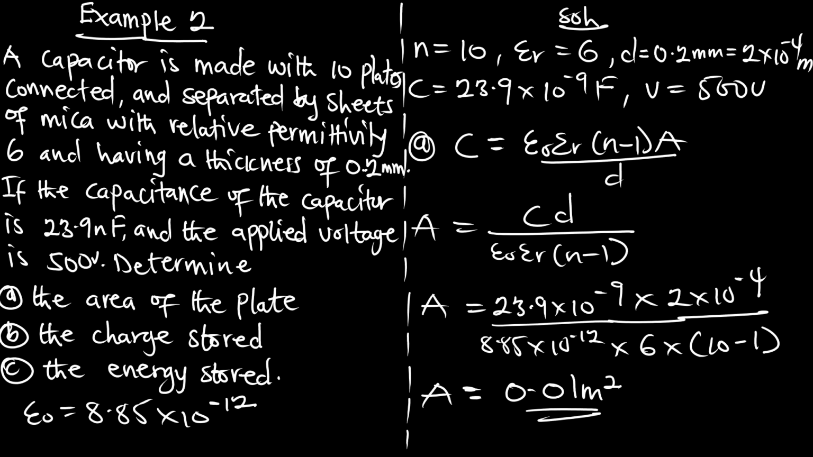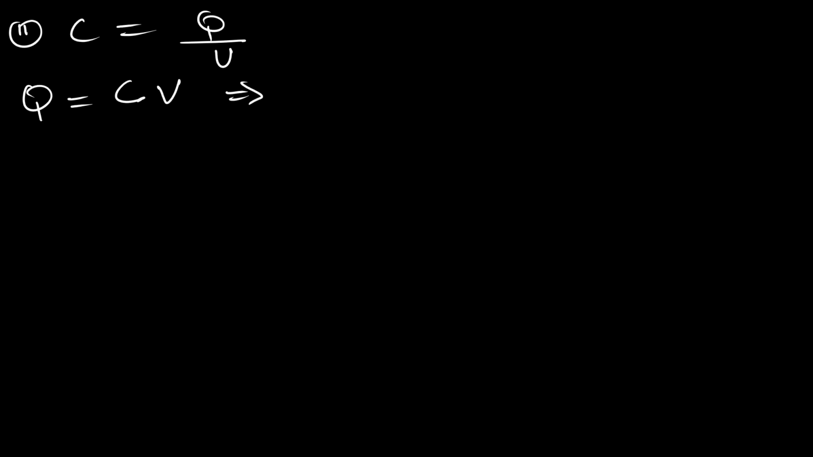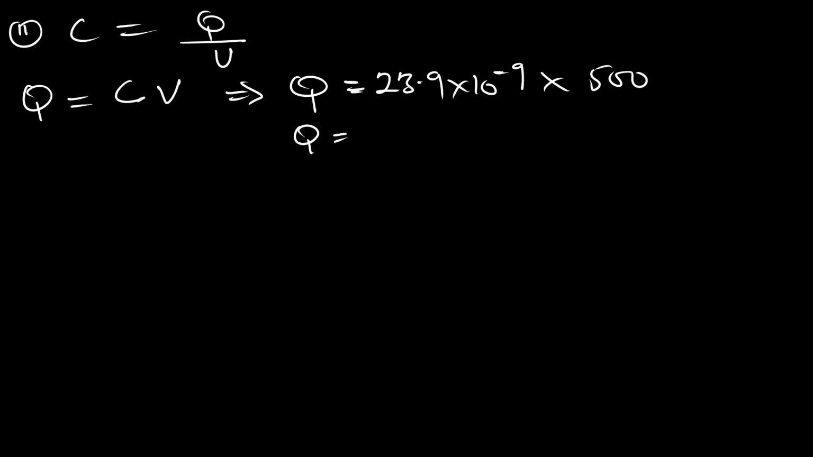Now let's look at the charge stored, which is part two. Now from C equals Q over V, we are going to get our charge stored to be CV. This implies that our Q, the charge, is the capacitance of the capacitor, which is 23.9 times 10 to the power -9, times the voltage, 500 volts. So this is going to give us a charge of 11.95 times 10 to the power -6, or 11.95 microcoulomb.